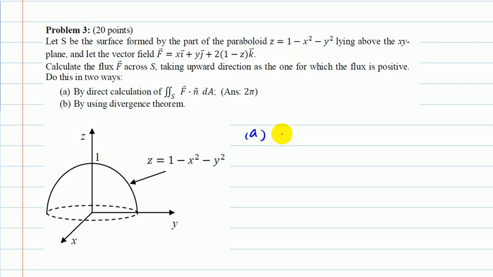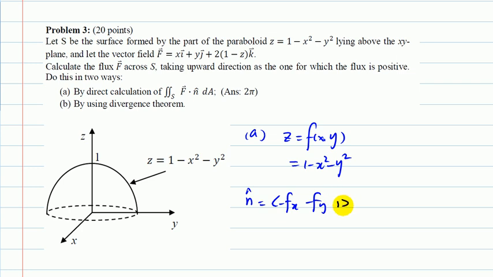What you do here, you already have an explicit surface, which is this one. The question asks for the upward direction, so you consider n hat as the upward direction. So we take this as our direction here. This n hat dA is taken as this one here, dx dy.